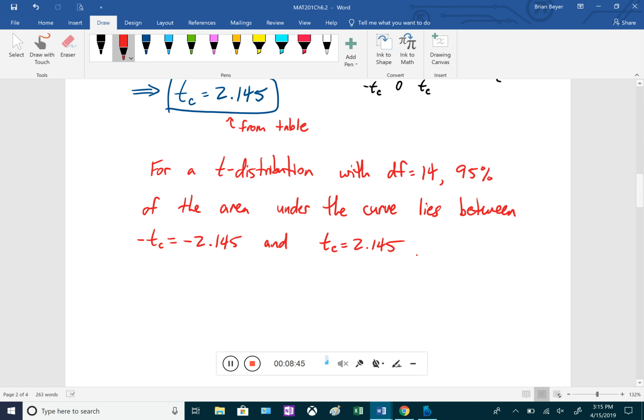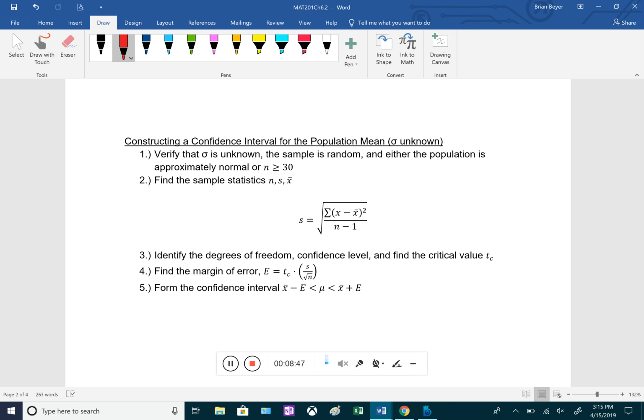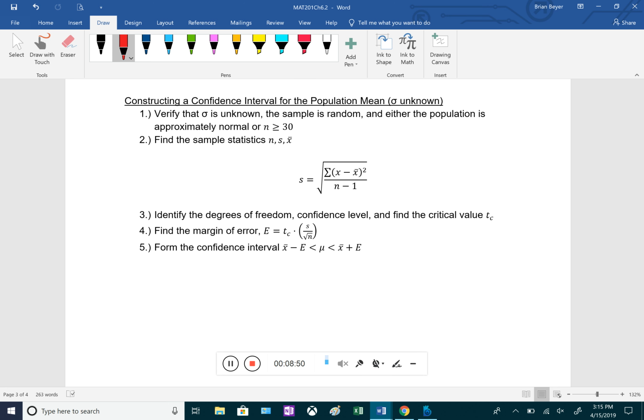Okay, so let's do the confidence interval now. Let's set this up. For constructing a confidence interval for the population mean when sigma is not known, first we have to verify that the population standard deviation is unknown, the sample is random, and either the population is normal or n, the sample size, is greater than or equal to 30. And then we would have to find these sample statistics. Technically we don't have to be given the standard deviation for the sample here, and we'd have to solve it using that standard deviation formula, but for the most part we're just going to be given it.